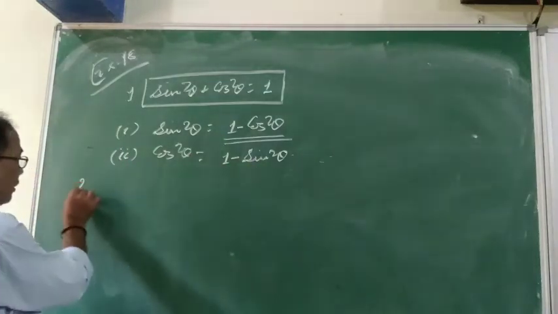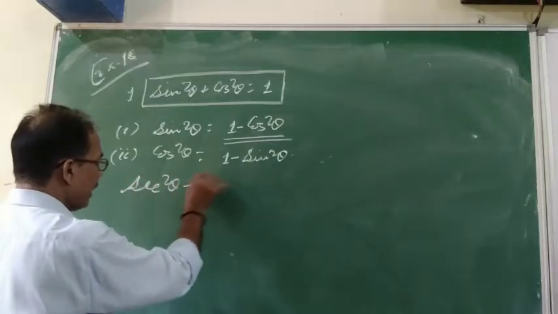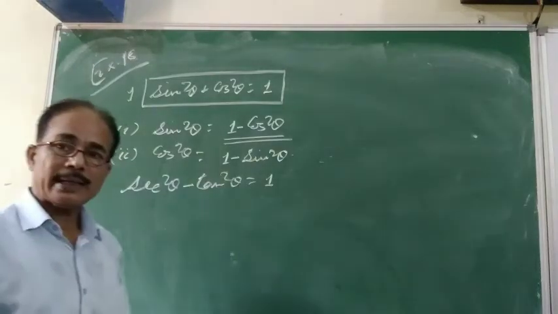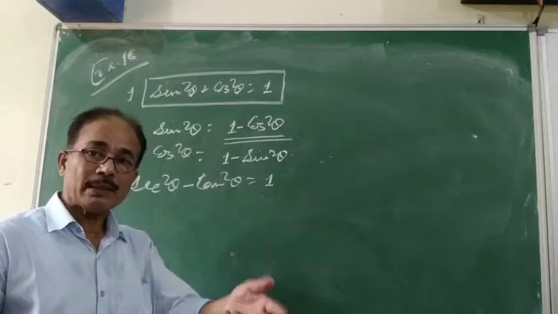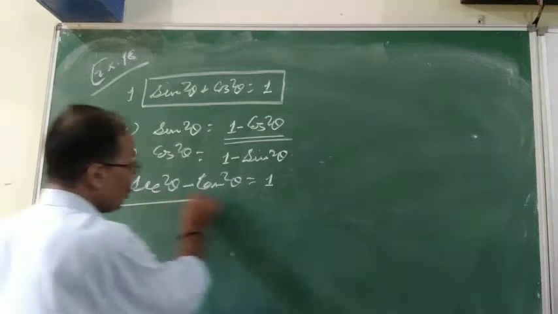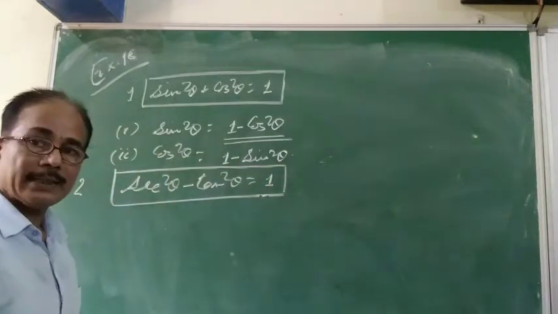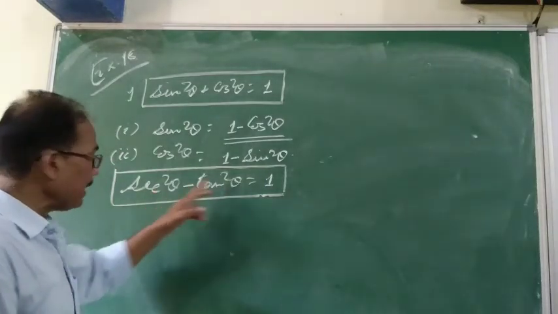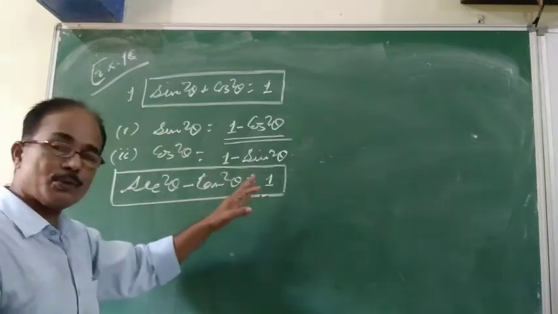Similarly, second, sec square theta minus tan square theta is also equal to 1, using the ratios of sec and tan and the Pythagoras theorem, like sine square theta plus cos square theta, this is also equal to 1. This is a formula of identities. The trigonometrical ratios sec and tan are related in this way: sec square theta minus tan square theta equals 1.